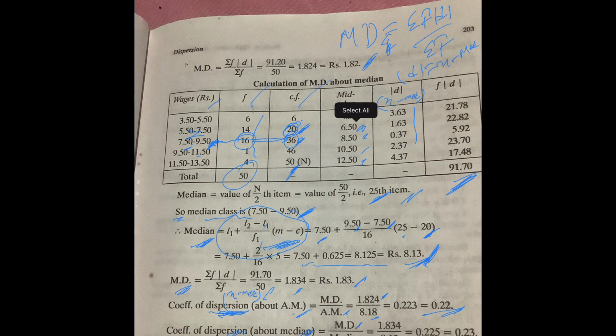MD about median is how much? Here you can see, 1.83 is your mean deviation about median and the median is 8.13. You can write here 1.83 divided by 8.13, it will be 0.225. In that way your answer is 0.23, the coefficient of mean deviation about median. So hope you understood all these things.